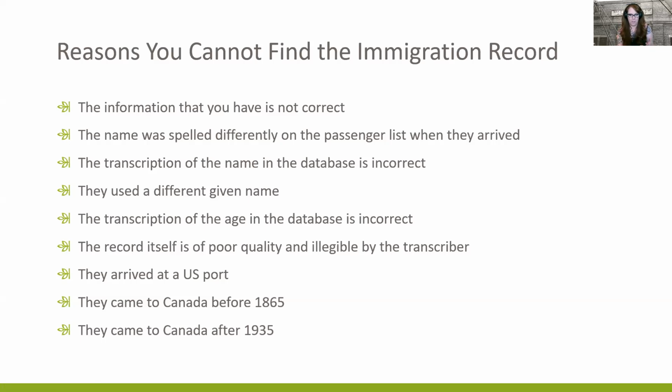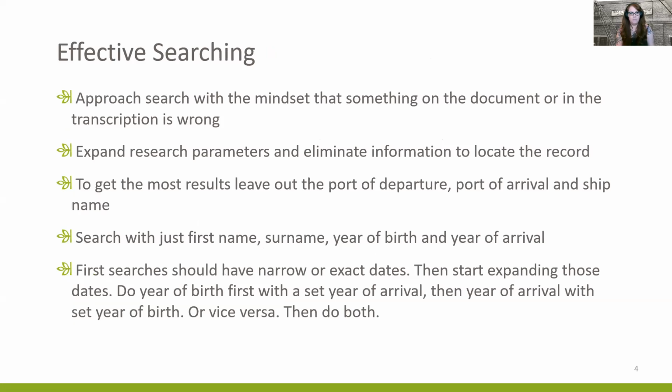So at the end of the presentation, I'm going to talk about those post-1935 arrivals and how to obtain those documents from the government. So first, I'm going to go over some effective search techniques, some things that I do when I'm looking for that arrival that I just can't seem to find. So really important is to approach the search with a mindset that something on the document or in the transcription is wrong.